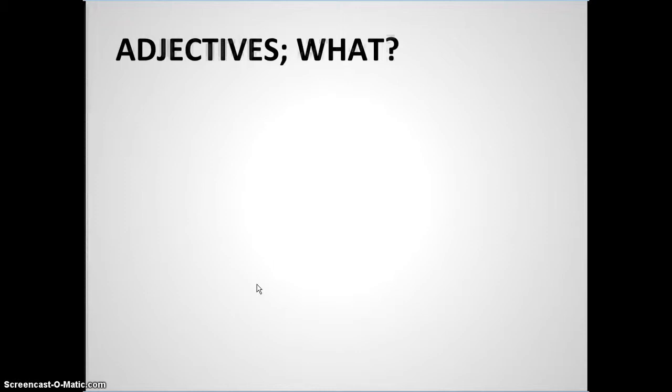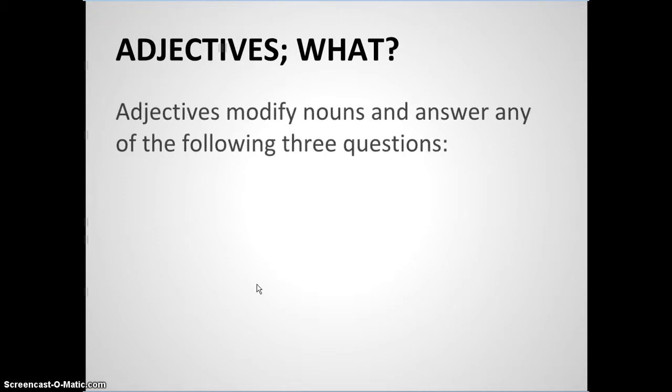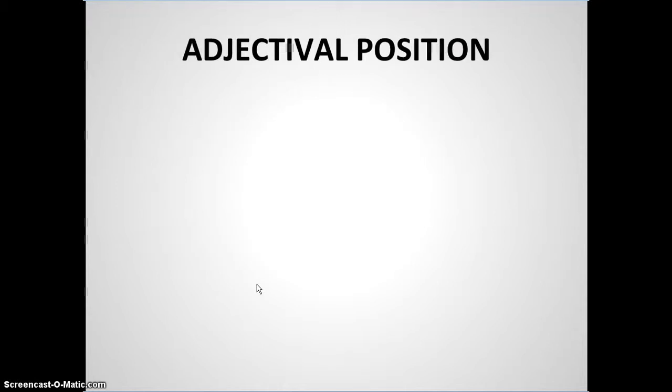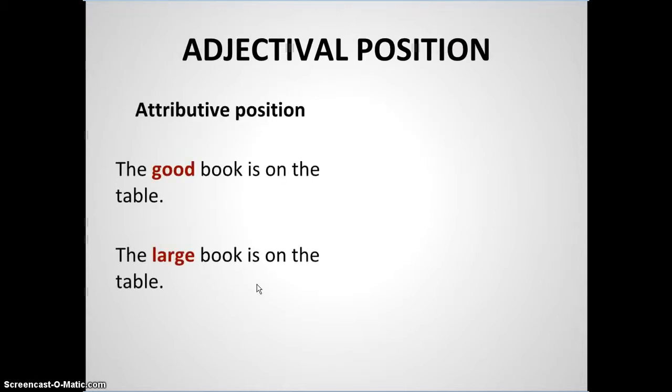First of all, let's just review that an adjective modifies a noun and answers one of three questions: how many, what kind, which one. And when we talk about adjectival position, we're going to talk about attributive position. And when an adjective is in attributive position, you'll see it is just the simple good book, large book, small book.